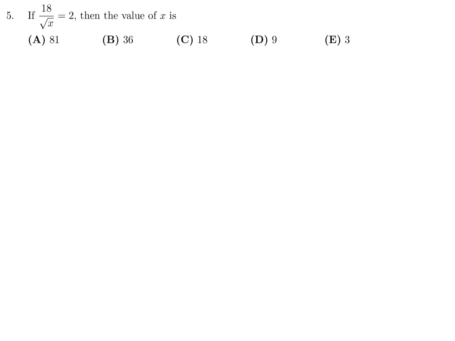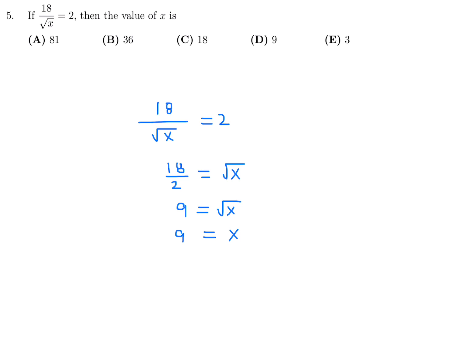If 18 over root x is equal to 2, then the value of x is... 18 over the square root of x is equal to 2. All right. Bring the 2 over here, bring the root x over there, and that basically becomes that the root of x is equal to 9. And then you square both sides, and you get x is equal to 9 squared, and therefore x is equal to 81. So number 5, the answer is A.